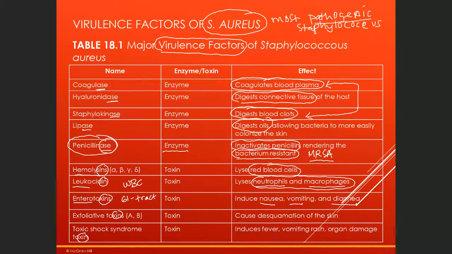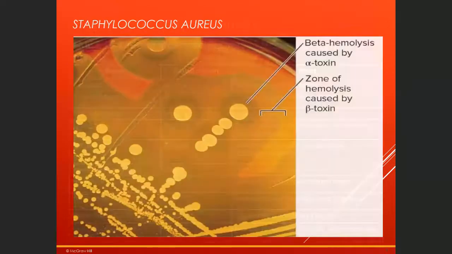Exfoliative toxin. Again, exfoliative means to separate the top and the bottom, which is separating the epidermis from the dermis of the skin. So it breaks down the skin structure. And the next one is TSS toxin. This is also causing intoxication, inducing fever, vomiting, and organ damage. So these are some of the virulence factors produced by Staphylococcus aureus.